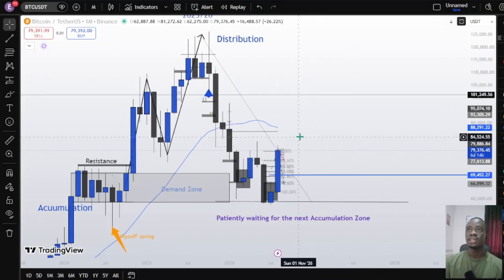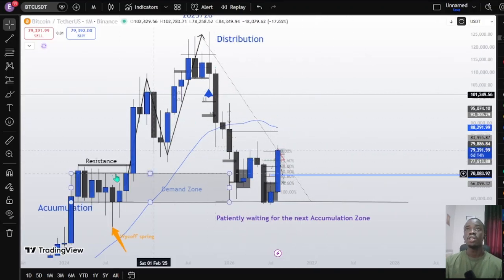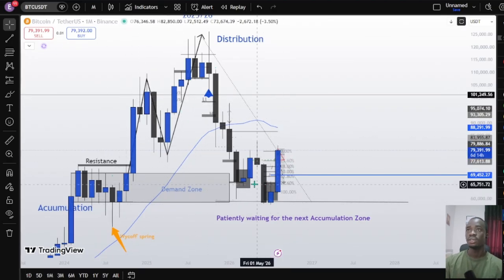So as you can see here now, this is the monthly chart of the BTC against the US dollar. We are still working on the Elliott wave, but one thing I want you to look at is the liquidity zone in this particular chart you are looking at here.